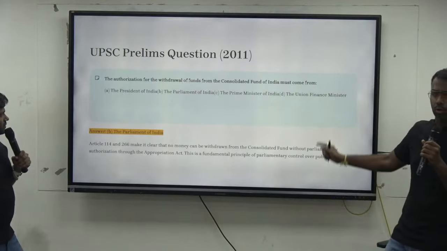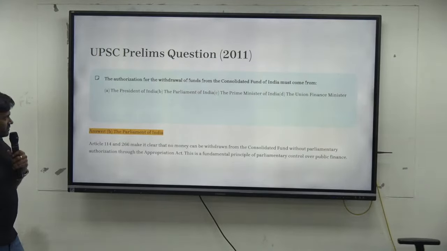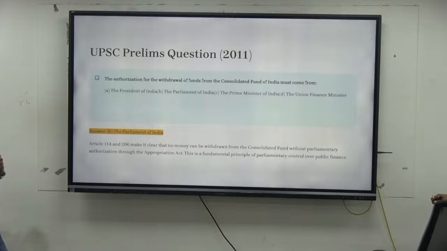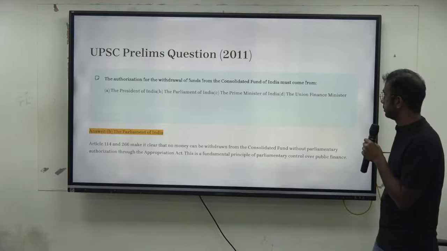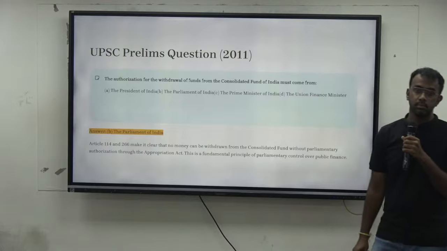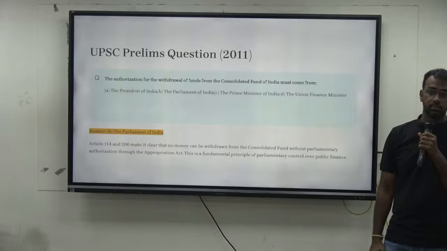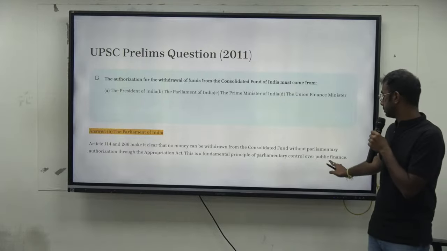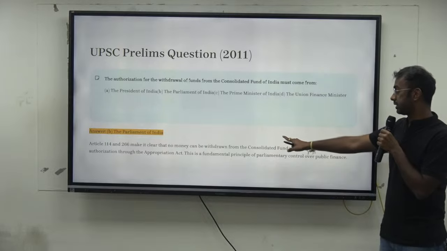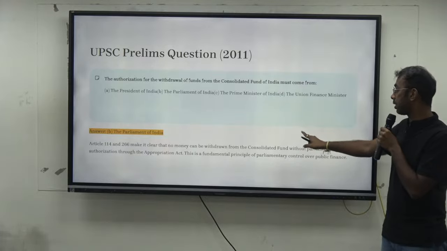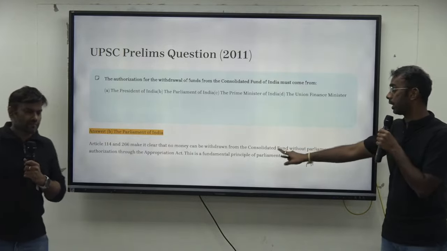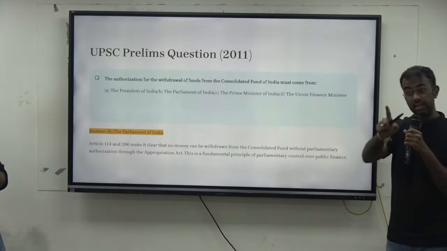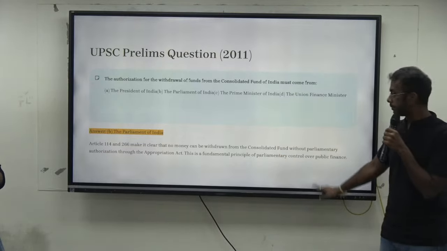Again, it's okay if you don't know, but the authorization of the funds from the Consolidated Fund of India should come from... Simple. But don't get confused here with President and all. President has these funds, but the funds are coming from where? Who should authorize? It is the Parliament, end of the day. Article 114 and 266 make it clear that no money can be withdrawn from the Consolidated Fund without parliamentary authorization through an Appropriation Act. There is justification also given for that.